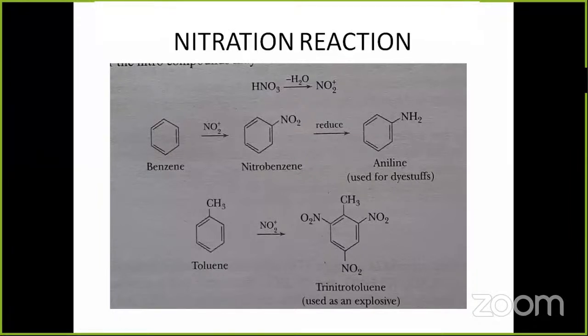And the second compound you take is toluene. This is toluene, methyl benzene. Same nitration reaction. If you take excess nitric acid in presence of H2SO4, we will get the compound trinitrotoluene.